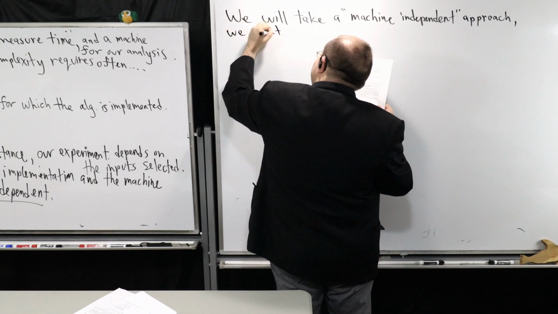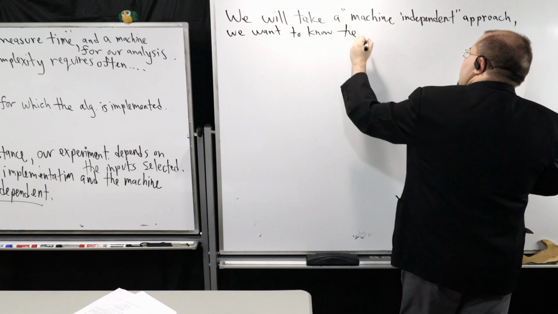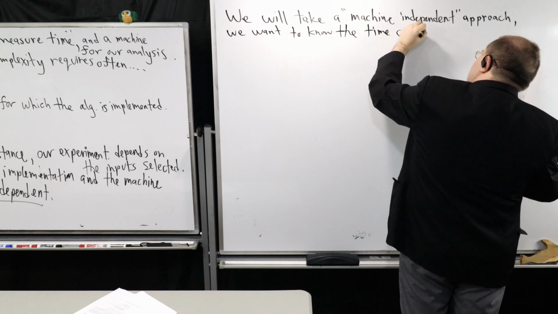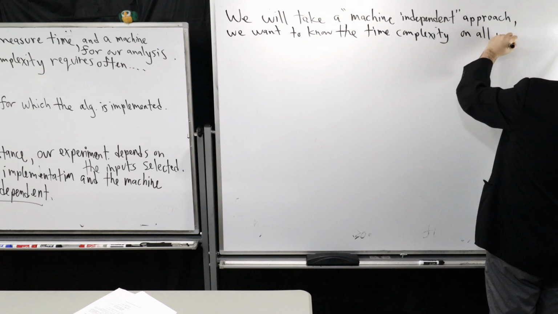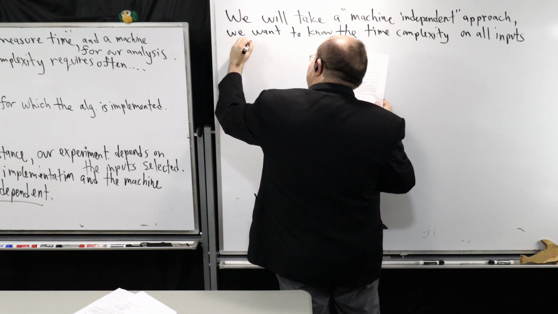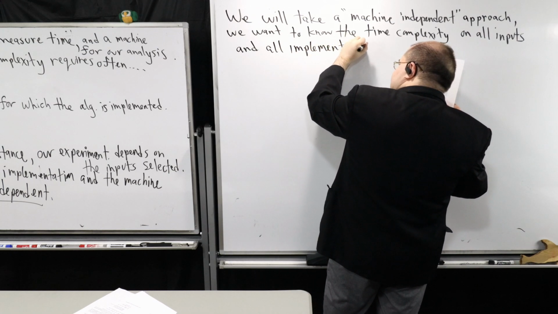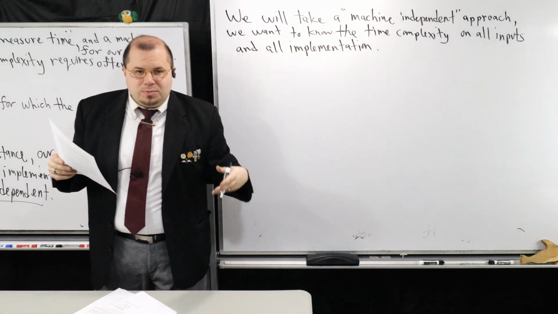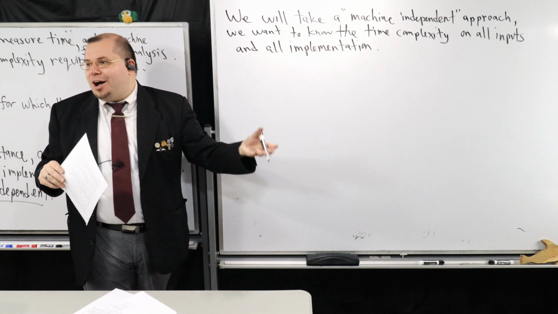We want to know the time complexity, the amount of time we're going to require, on all inputs and all implementations. And each one of those implementations depends on several things: the machine, the compiler, the programming language you use, the operating system, the entire platform. We're trying to strip away all of those details so we can just study the algorithm itself.